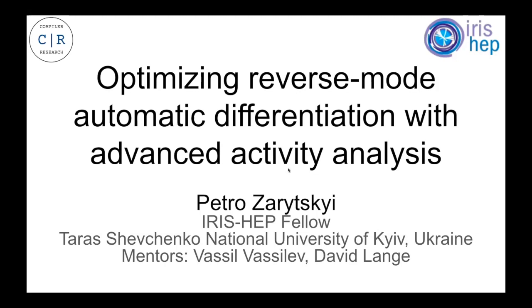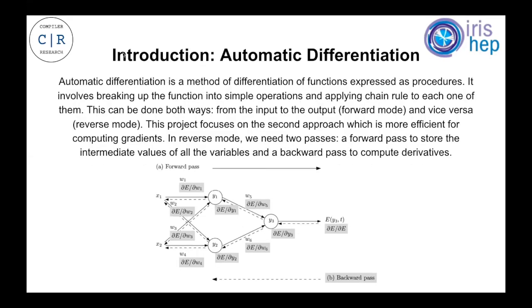So I would like to start with a bit of an introduction of what automatic differentiation is for those of you who might not know. Basically, automatic differentiation is a method of differentiating a function that is expressed as a procedure. That might be a function expressed as some kind of C++ code, as in this case. So to automatically differentiate a function, we break it up into smaller elementary operations, and we apply the chain rule to each one of them.